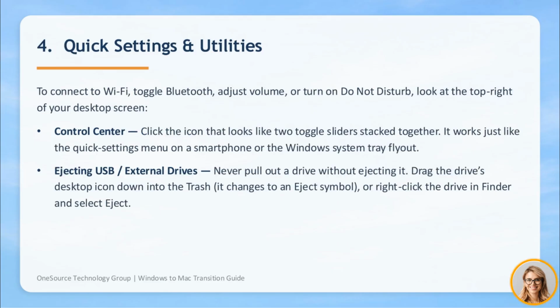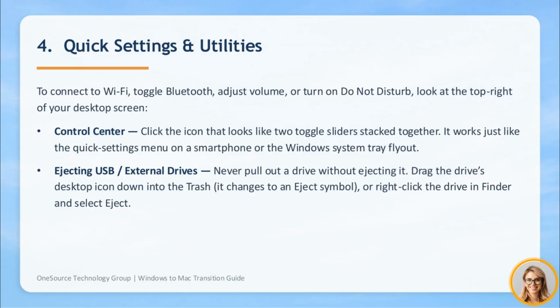For quick access to settings and utilities like Wi-Fi, Bluetooth, volume, or Do Not Disturb, look to the top right of your desktop screen. Here, you'll find the Control Center, an icon resembling two toggle sliders stacked together. It functions much like the Quick Settings menu on a smartphone or the Windows System Tray flyout, providing convenient access to essential controls.